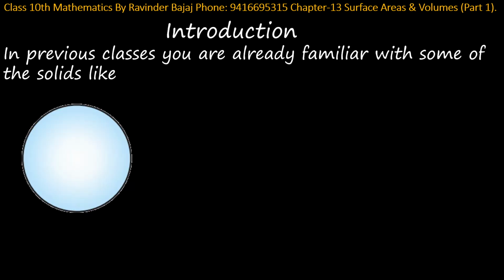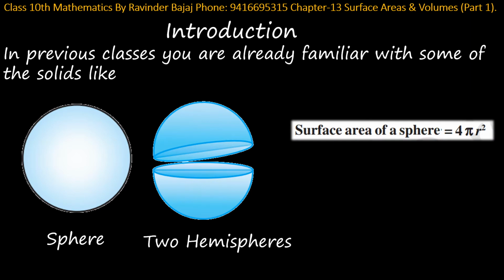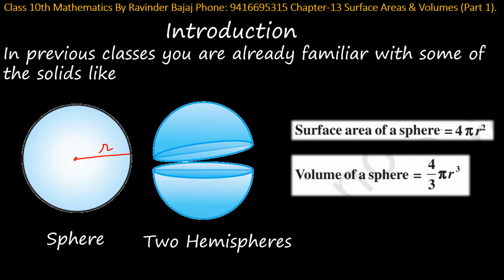Next shape is the sphere. A sphere can be divided into two parts, each called a hemisphere. Formulas are: surface area of a sphere is 4 pi r square, where r is the radius of the sphere, and volume is 4 by 3 pi r cube.